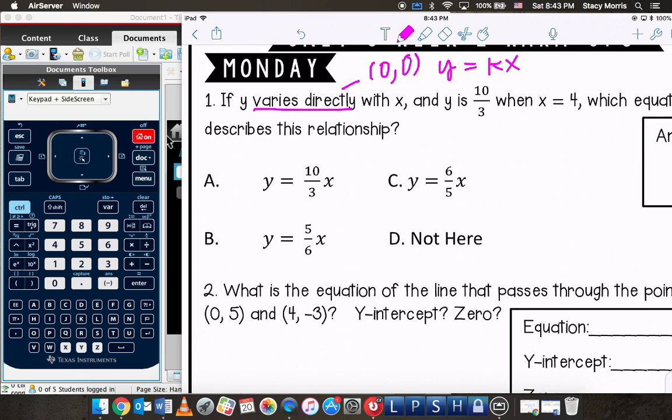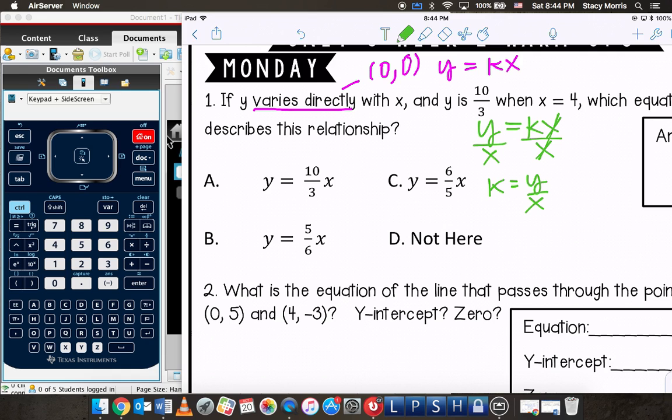So to solve for k in this equation, I would just divide by x on both sides. We did this last week. So if I have the equation y equals kx, to solve for k, I would just divide by x. These would cancel. So k is the same thing as y divided by x. Very similar to slope, but slope is the change in y divided by change in x.